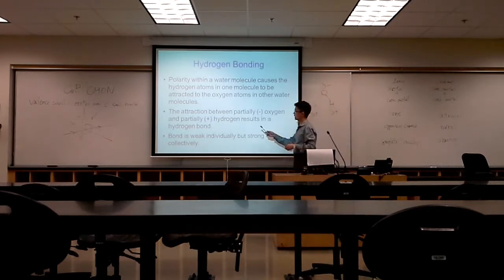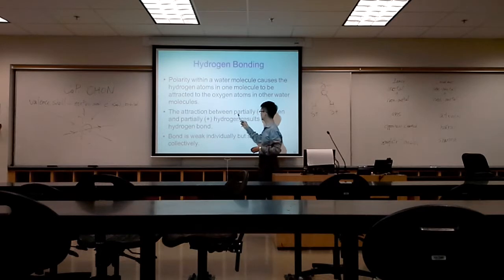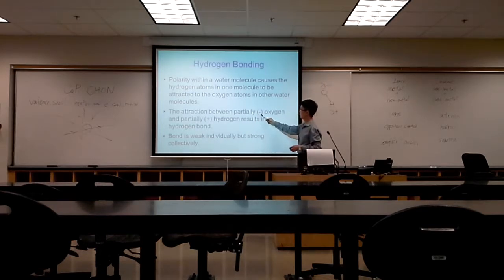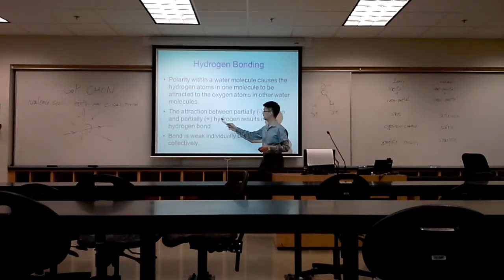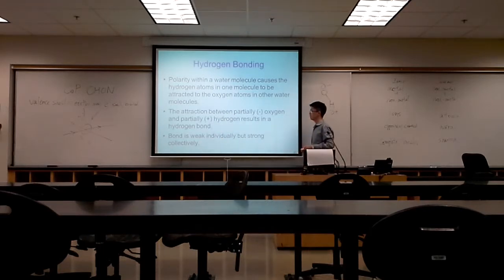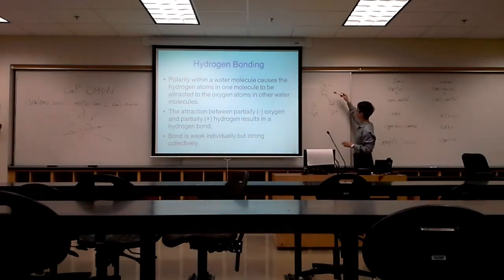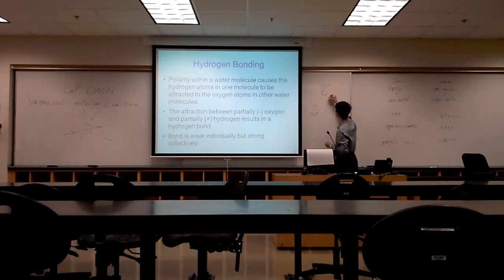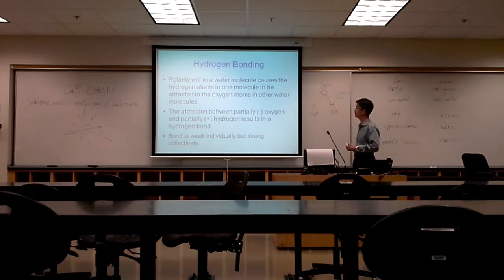Basically, the hydrogen bond is the attraction between the delta negative oxygen and delta positive hydrogen. But we are not talking about this bond here. The bond here is a covalent bond. We are not talking about the difference between the two. We are talking about the difference between water molecules.